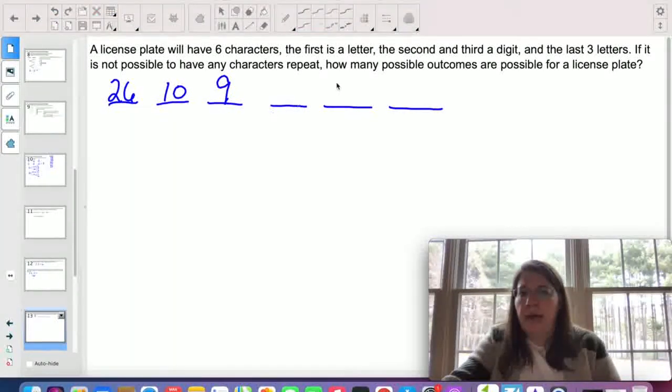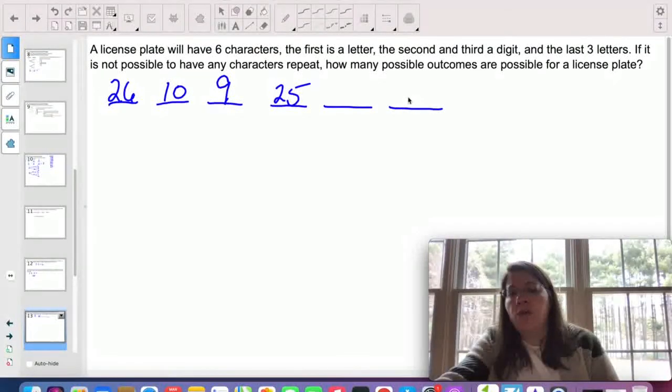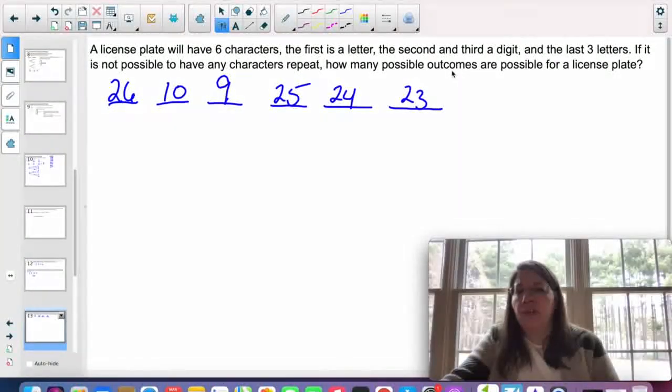For this one, how many possible outcomes are possible for the license plate if the last 3 are letters? Remember, no character can repeat. So if we had 26 letter choices for the first letter, we only have 25 character choices left for the next letter. These last 2 are also letters. We only have 24 letters left, and then 23 letters left for the last one.